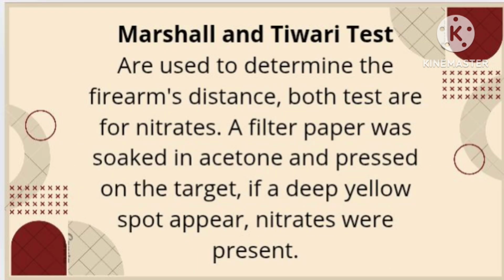Marshall and Tewari test. It is used to detect nitrates, similar to the Griess test, but the Marshall and Tewari test is used to determine the firearm's distance. Both tests are for nitrates. A filter paper was soaked in acetone and pressed on the target. If a deep yellow spot appeared, nitrates were present.